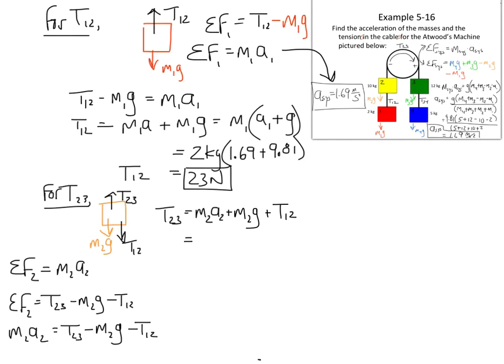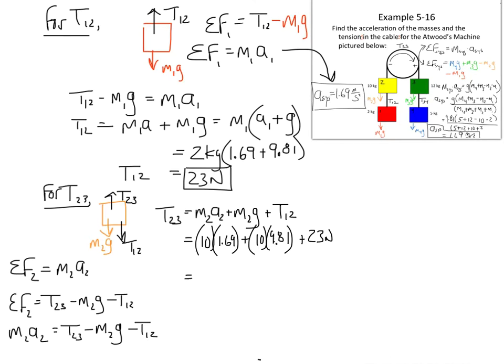So all we need to do is just plug in what we know. Mass 2 times acceleration of 2. So what is mass 2? It's 10, right? 10 times, what's the acceleration of 2? You can see it's the acceleration of the system, right? That's 1.69 meters per second squared. I think we're all thankful that we're not putting in units right here, although it's not a bad idea. Plus mass 2 times gravity. So that's 10 times 9.81. There should be a point in there. There we go. Plus the tension between 1 and 2. And we know what that is. That's 23 newtons, which is what we solved for in the first part.